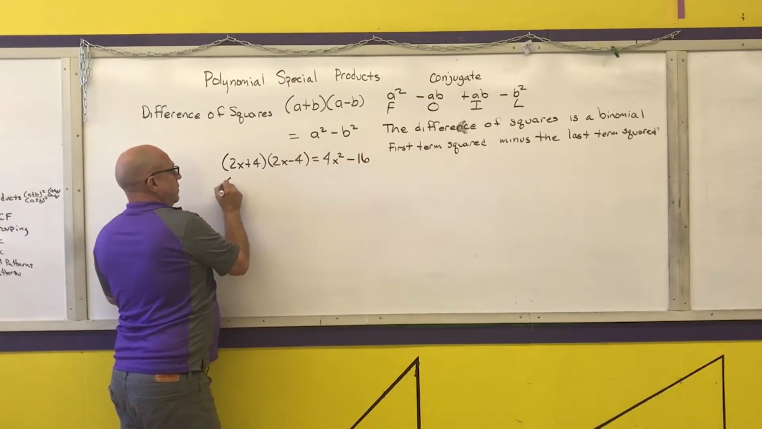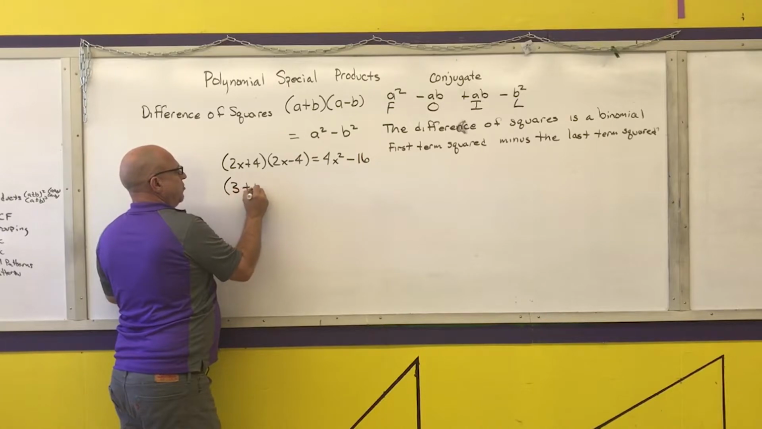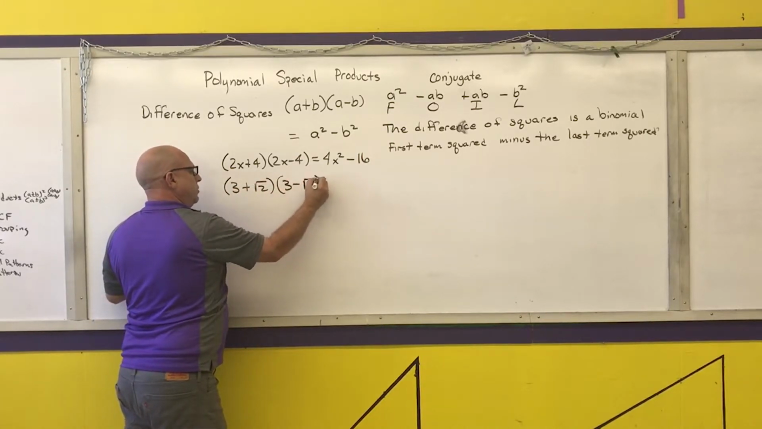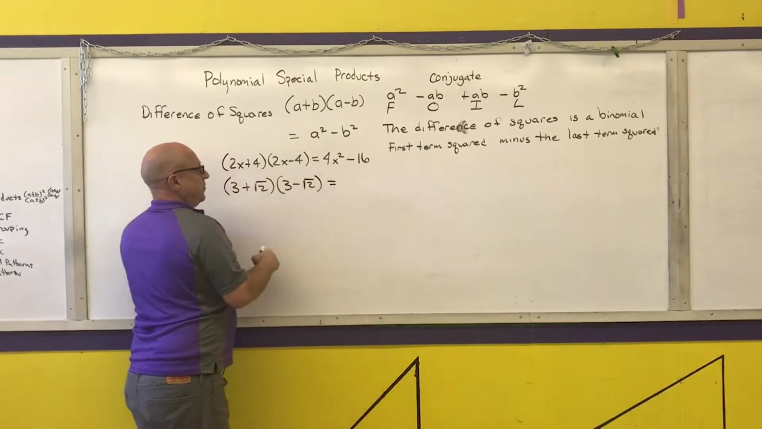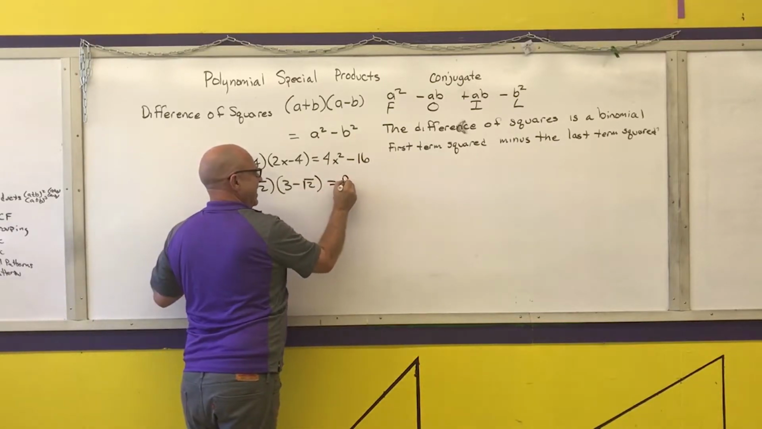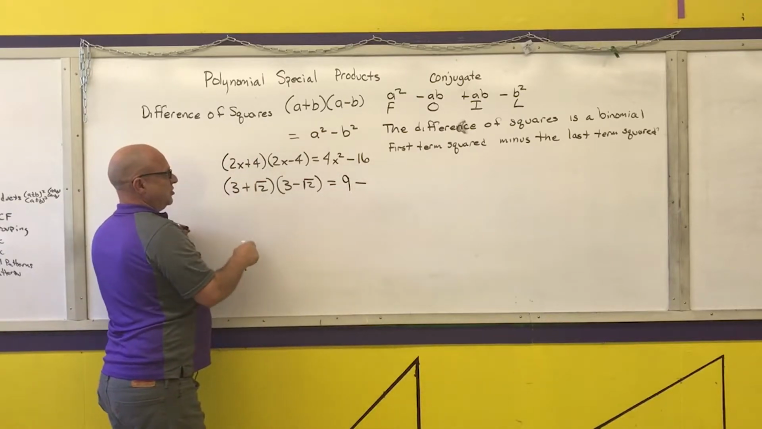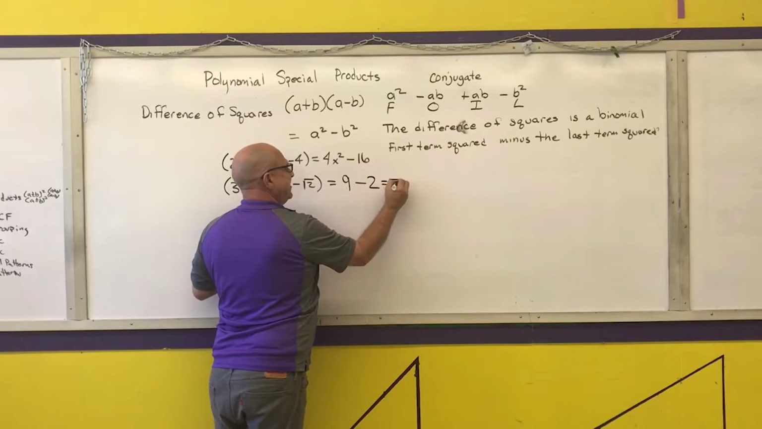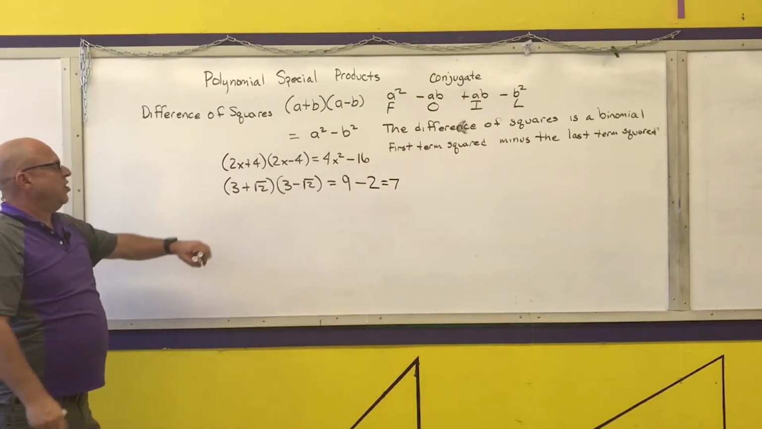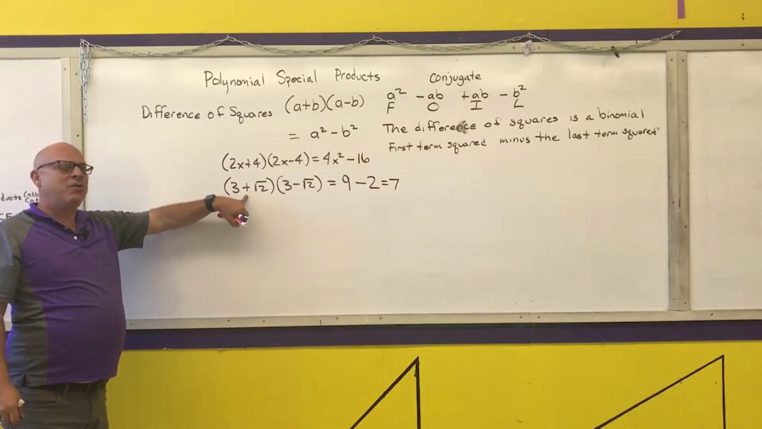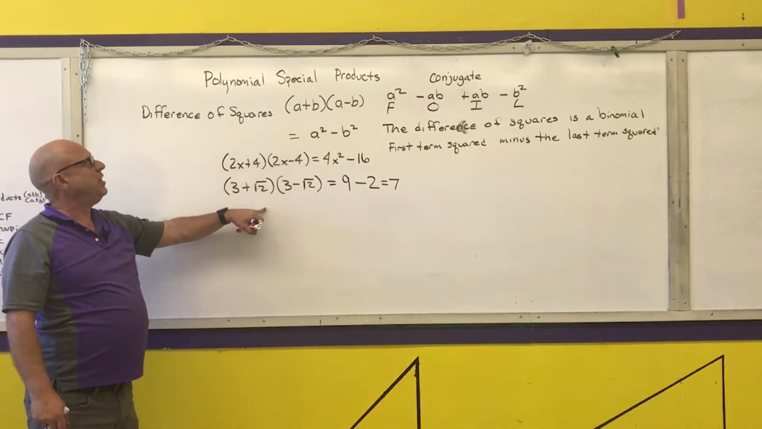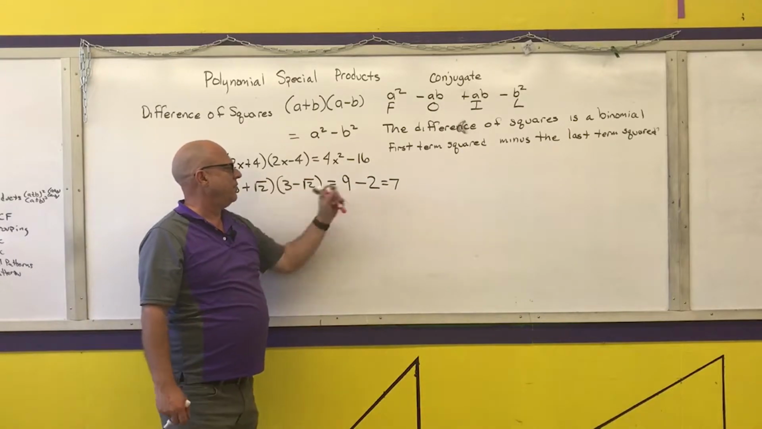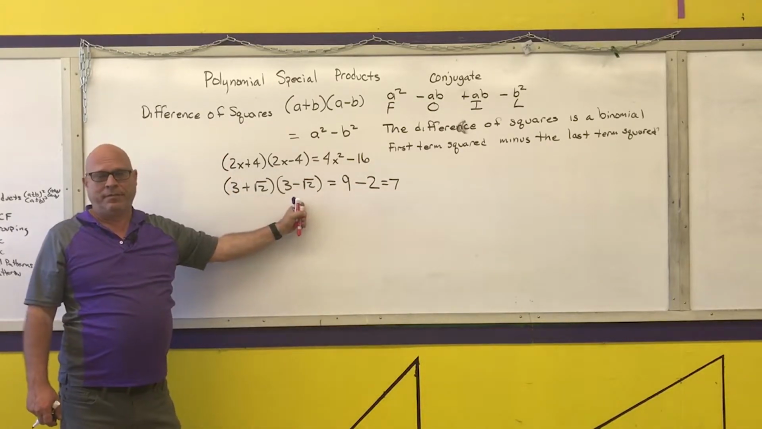3 plus the square root of 2 times 3 minus the square root of 2 is equal to the first term squared, 9, minus the last term squared. Square root of 2 times the square root of 2 is just 2, which would just be 7. Notice that this would be a monomial times a monomial, but it's a way that I can use that polynomial special pattern to simplify this multiplication problem.